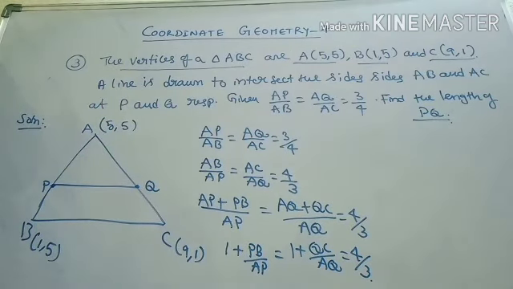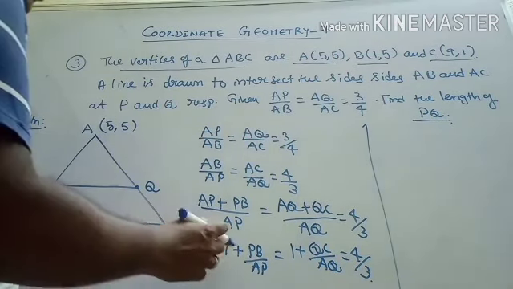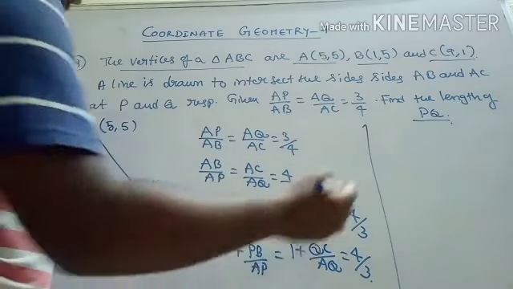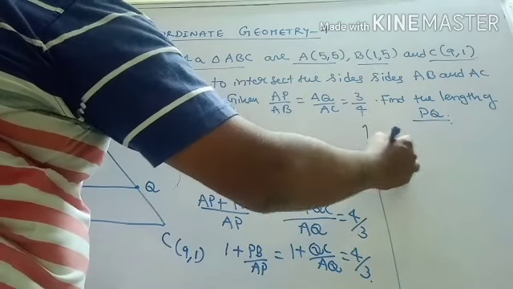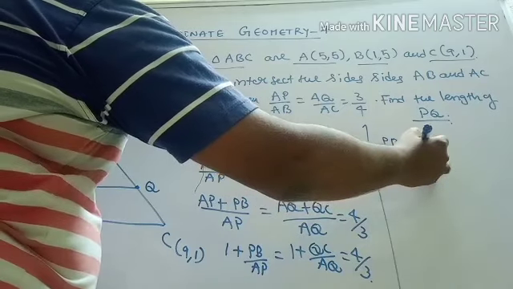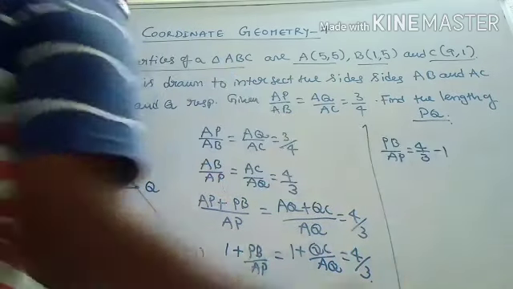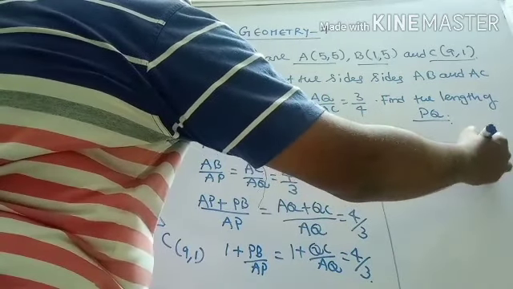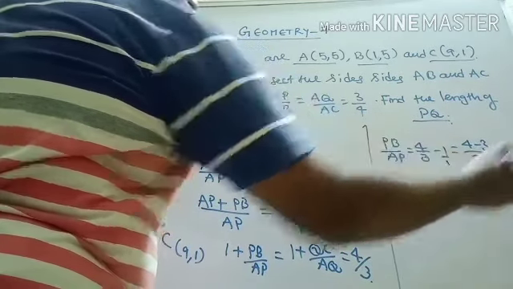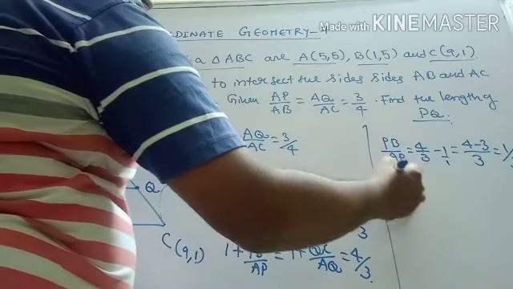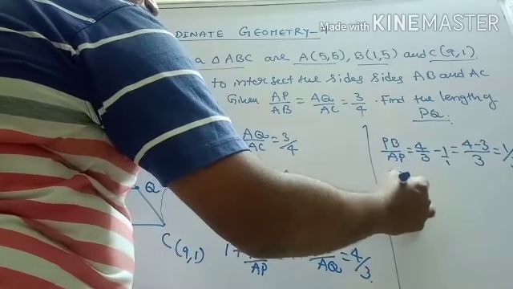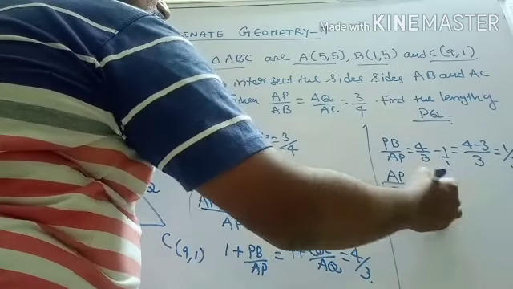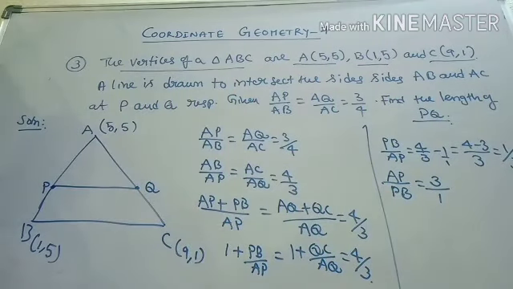Right? Wonderful. Now let us get the ratio. Now we know that 1 plus PB by AP equals 4 by 3, which means PB by AP is equal to 4 by 3 minus 1. Right? This is nothing but 3 and 4 minus 3, that is 1 by 3. That means AP by PB is nothing but 3 by 1. The ratio 3 by 1 you got.